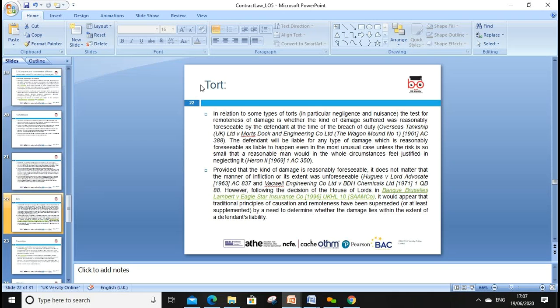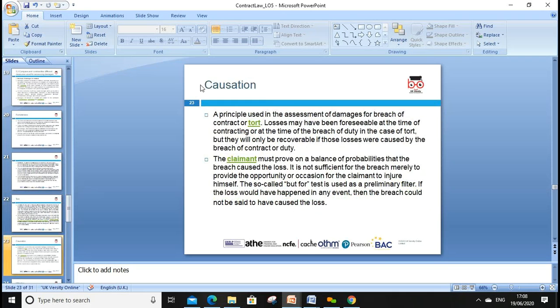And the damages can be assessed using principles of causation, for breach of contract or tort. Tort is negligence. Losses must be foreseeable. The claimant must prove on the balance of probabilities. What is meant by probability?